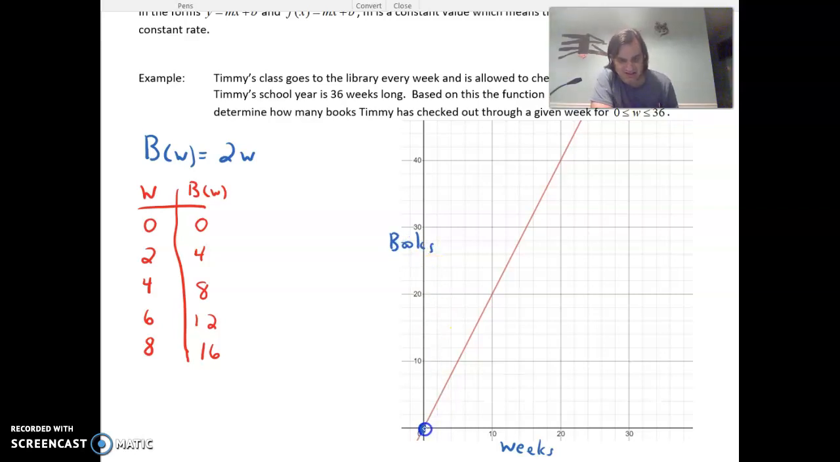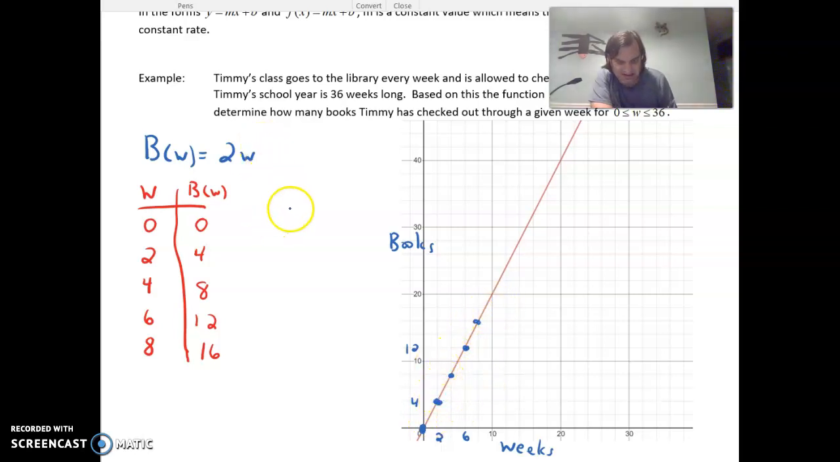Also notice that if you go from 0 to 10, it looks like we're counting by 2, and that's why I did my table by 2, just so it would line up with the graph. So here is 2 for weeks, and here is 4 for books. Make sure you see that. And then 4 for weeks will be 8 for books. 6 for weeks will be 12 for books. And then 8 and 16. So what you see is all these points make a straight line.